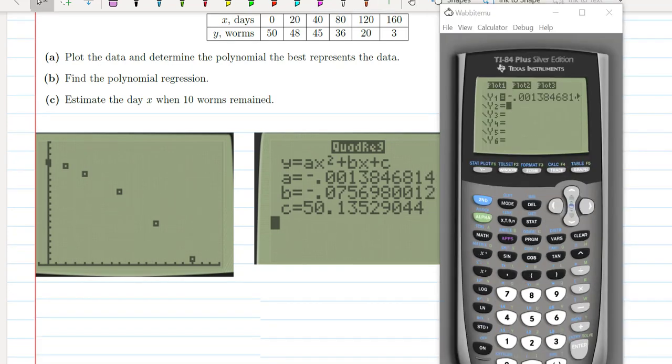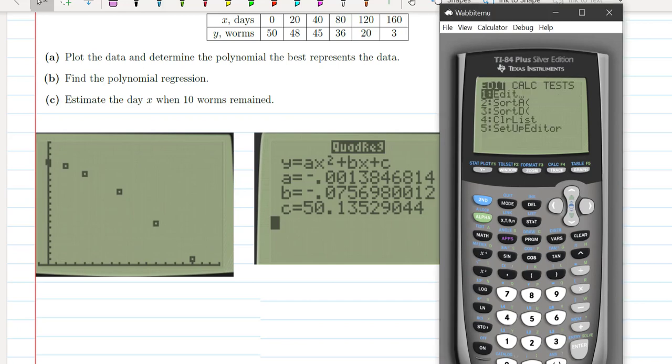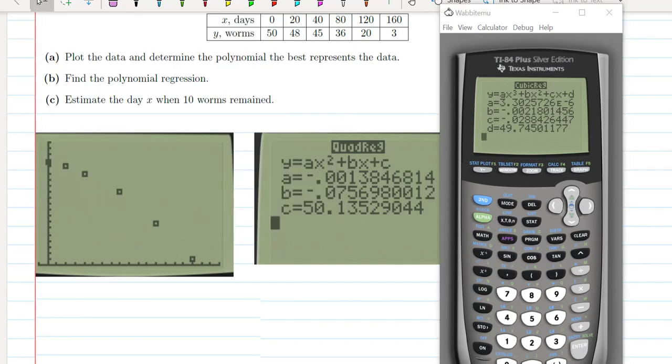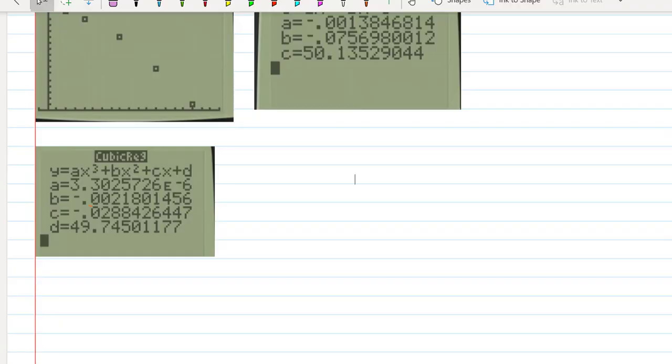So we can rinse and repeat this process to find the cubic regression by going to Stat. We go over to Calculate, and we choose Cubic Regression this time. And we hit Enter, Enter, Enter. We go down to Store Regression Equation. Since we stored the quadratic regression as y1, we need to store our cubic regression as y2. So we go alpha trace, choose y2, hit enter, enter, and then this is going to give us this for our cubic regression.